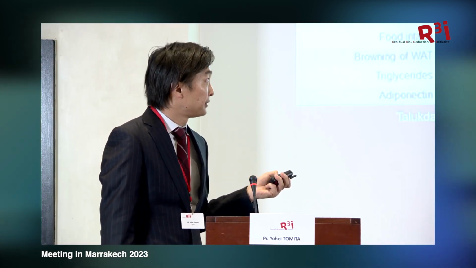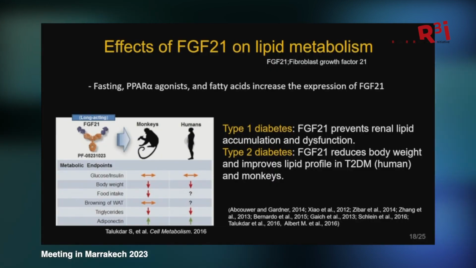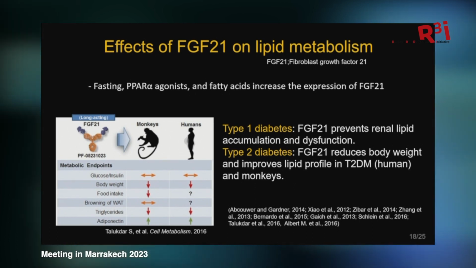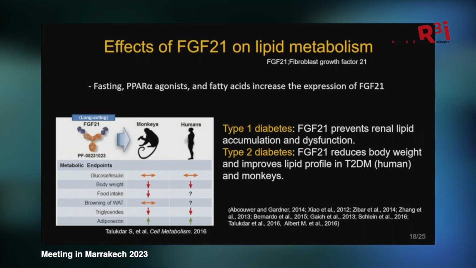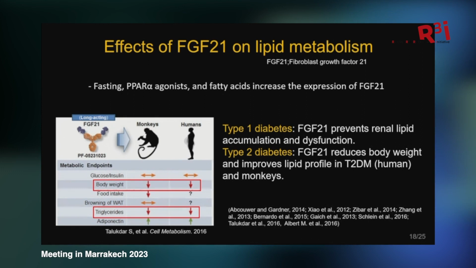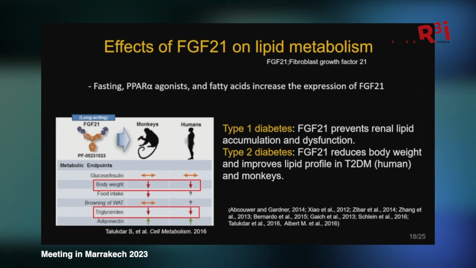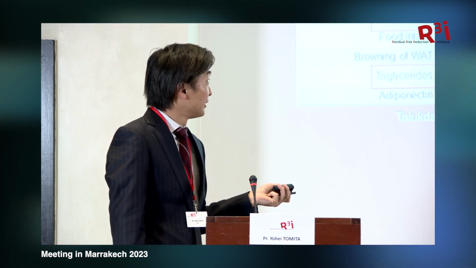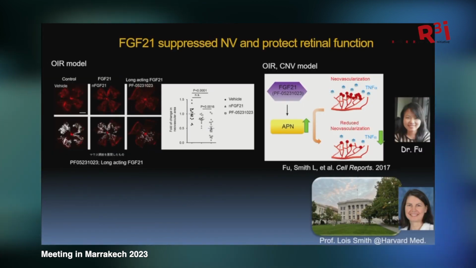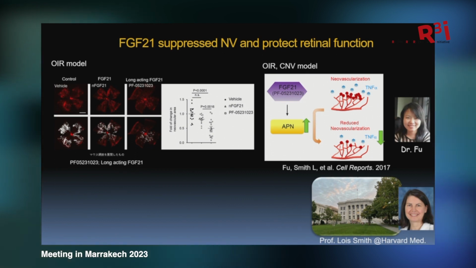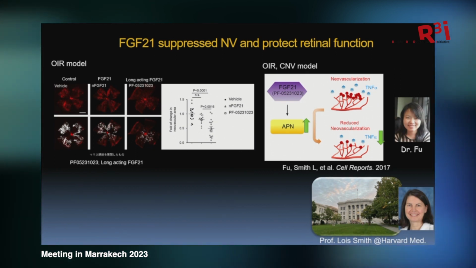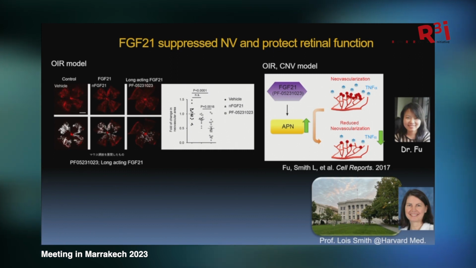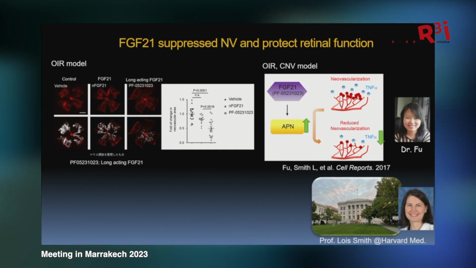It is said that FGF21 prevents renal lipid accumulation and dysfunction in type 1 diabetes. And FGF21 reduces body weight and improves the lipid profile in type 2 diabetes patients and monkeys. So now several clinical trials are ongoing for NASH or NAFLD using FGF21. In terms of the eye, our laboratory at Harvard Medical School previously showed that FGF21 suppressed neovascularization in the retina by increasing adiponectin and suppressing TNF-alpha.